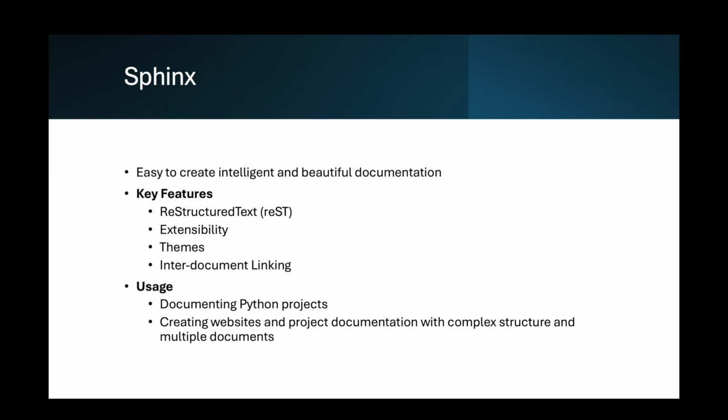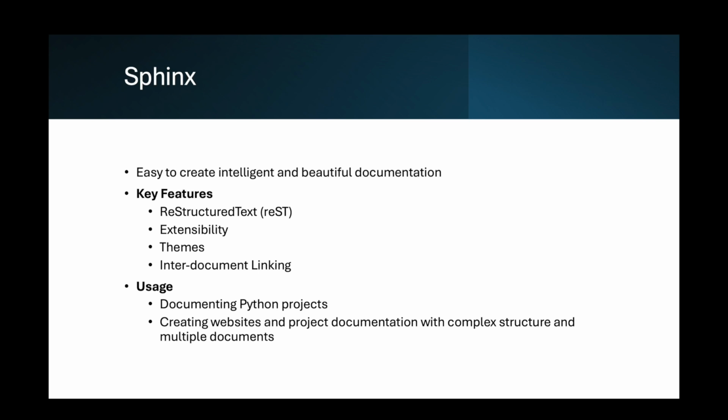Some of the key features include reStructuredText or REST, which Sphinx uses as its markup language. Next key feature is extensibility, where it's highly extensible with a large number of plugins available. Next is themes, various built-in themes for the HTML output. And last one is inter-document linking, which supports cross-referencing documents and sections, where you can do much branching and sub-classifications and stuff. So these are some of the key features of Sphinx. Usage is documenting Python projects and creating websites and project documentation with complex structure and multiple documents.